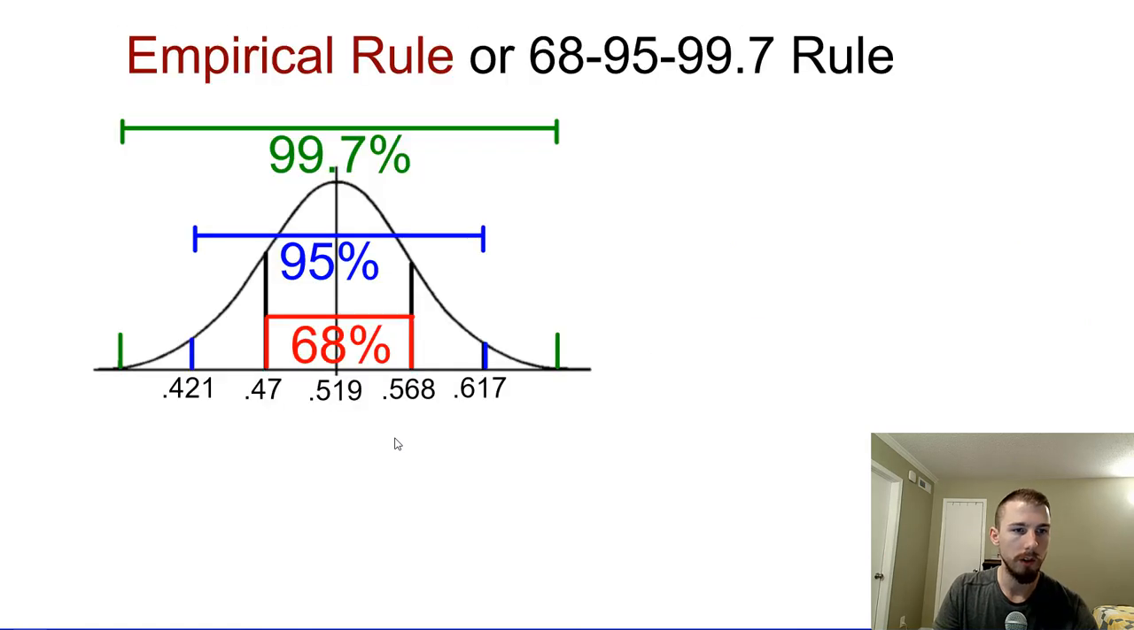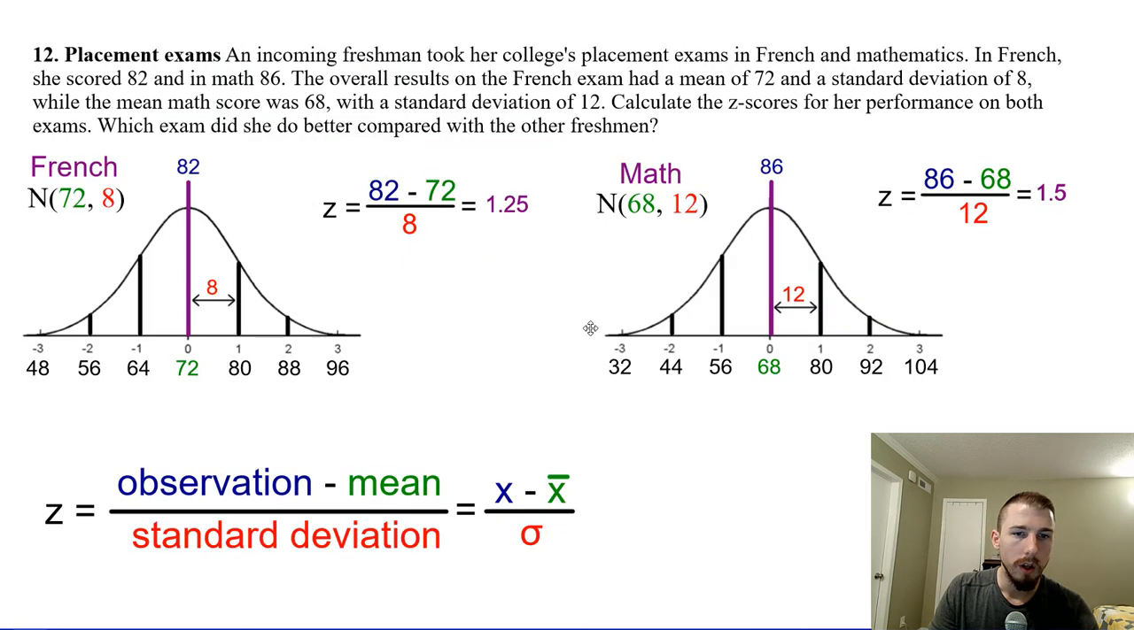So yeah, good stuff. Moving on. Empirical rule, we already went over that. It tells us 68% are within 1 standard deviation, 95 within 2, and 99.7. That's true for the model, but not necessarily true for the distribution itself. In this case, it was true, which is fascinating. That never happens. All right, placement exams, number 12.